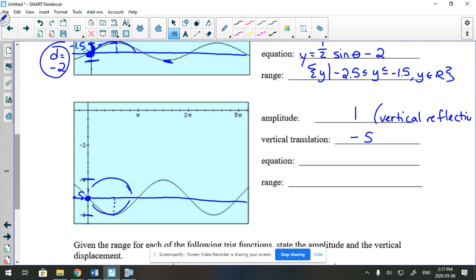So when I write out my equation, it's going to be a -1 sine theta minus 5. So don't forget to check for that negative. You don't have to write the 1 in there, I just did to show my point. And then you can see for your range, my graph goes completely in between -6 and -4. So now my range is done.